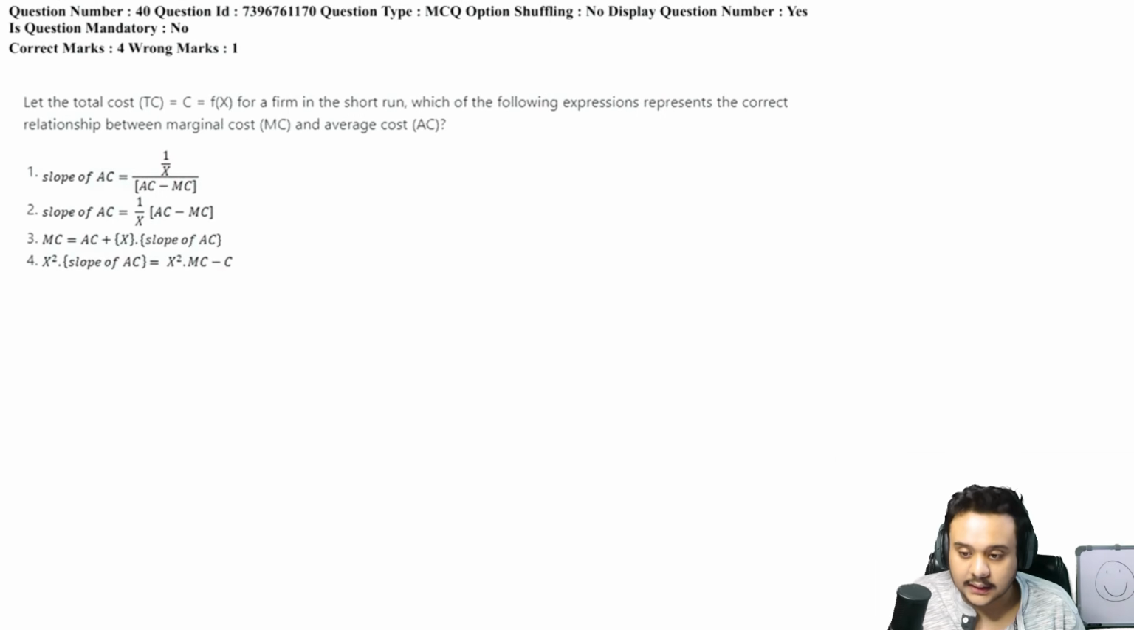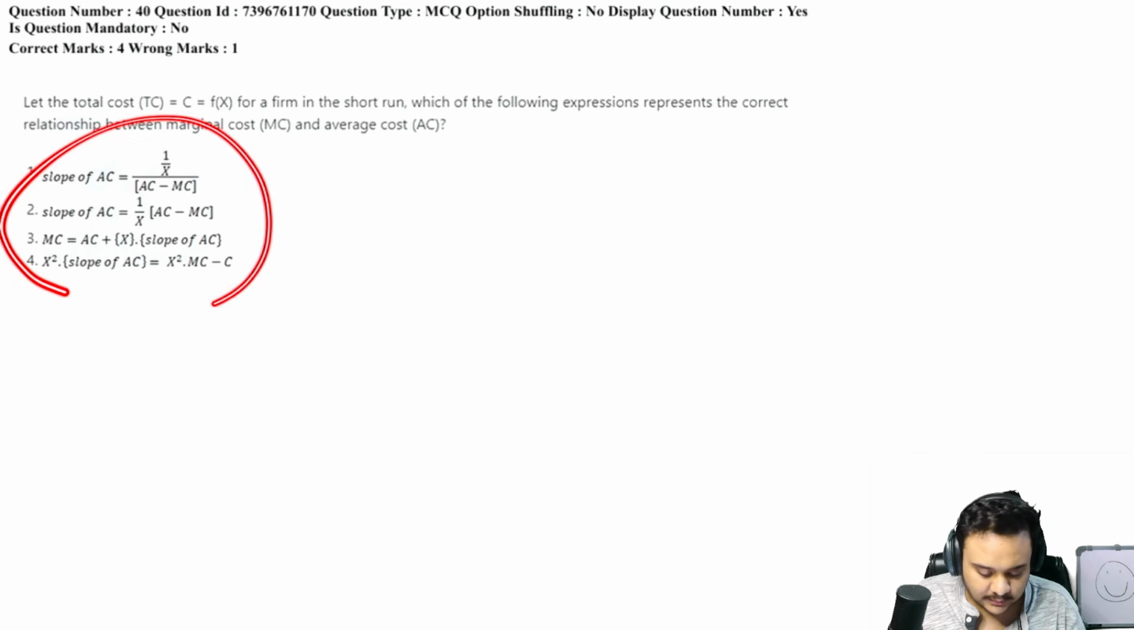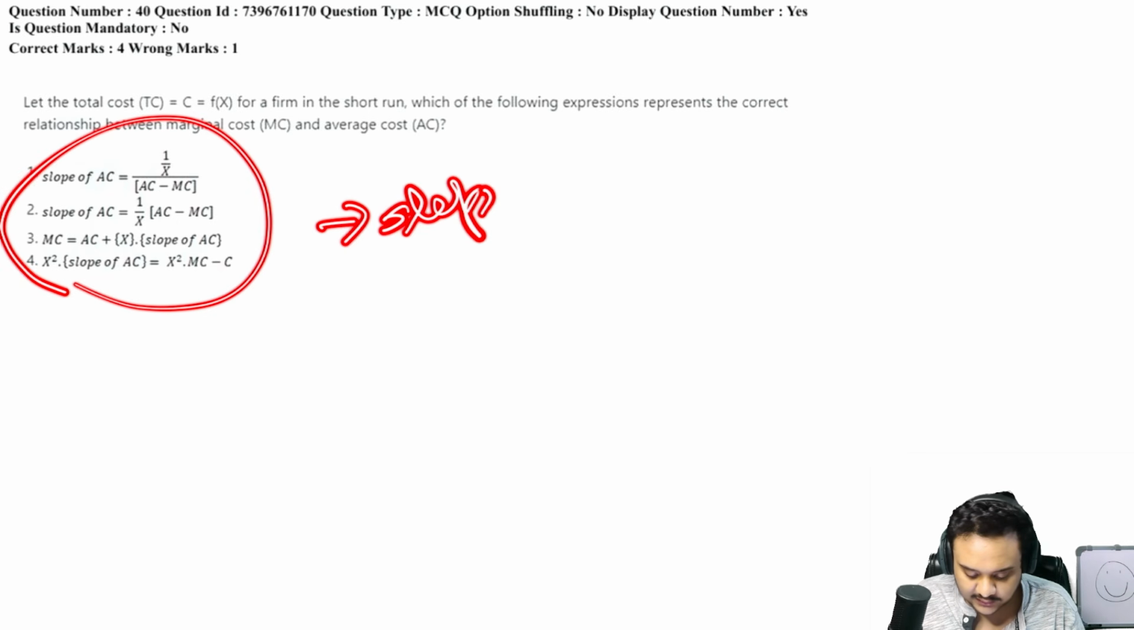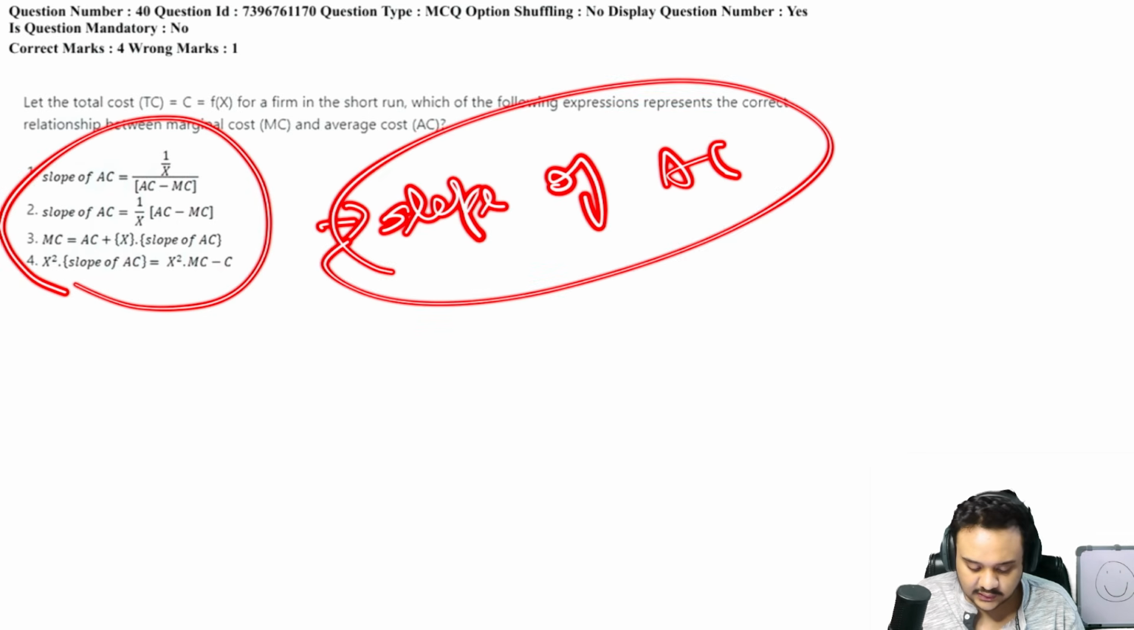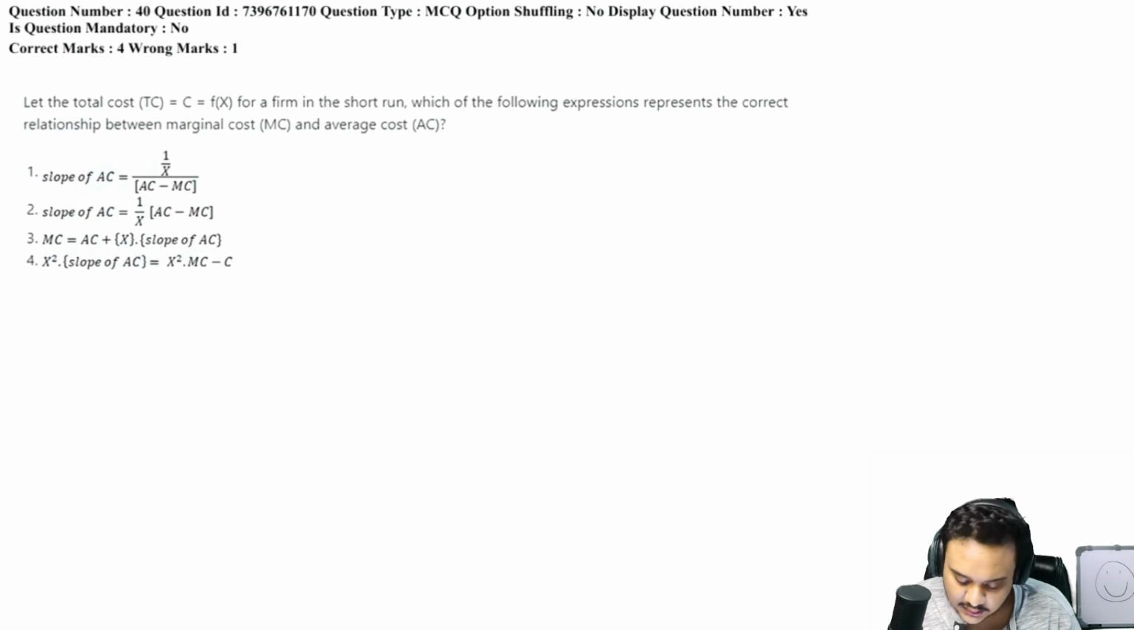Let us move on. Then the 40th question says that the total cost is C of X for a firm in the short run. Which of the following expressions represents the correct relationship between MC and AC? So if you just look at the options, every option mentions the slope of AC. Slope of AC. So this is something that we have to work around with, and we are just looking for the right option here, not the wrong option.